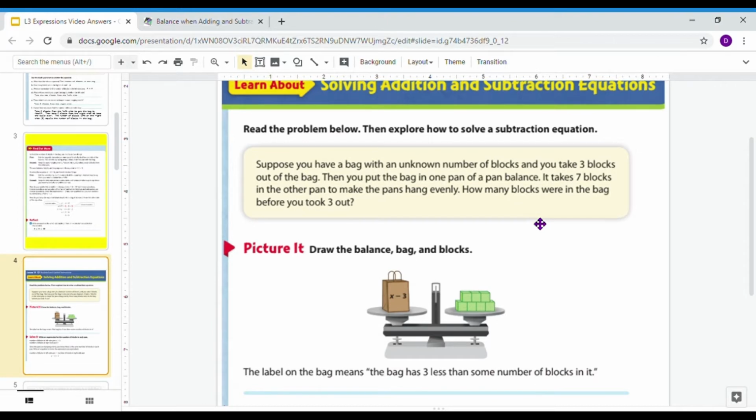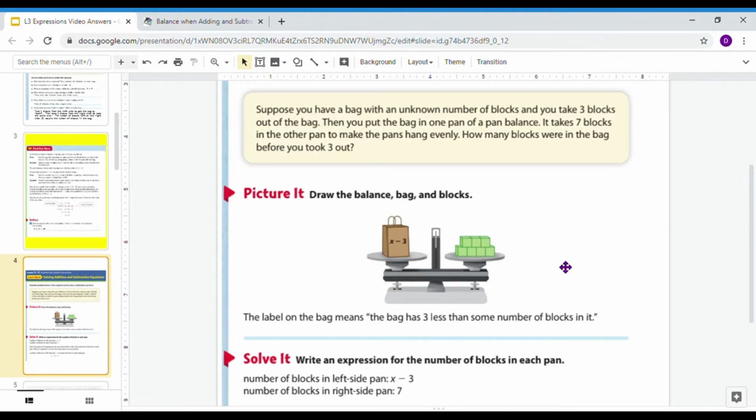This says, suppose you have a bag with an unknown number of blocks, and you take 3 blocks out of the bag. Then you put the bag in one pan of a pan balance. It then takes 7 blocks in the other pan to make the pans hang even. How many blocks were in the bag before you took that 3 out? So they always like us to picture, right? And here's a great picture because we know our bag had x amount of blocks.